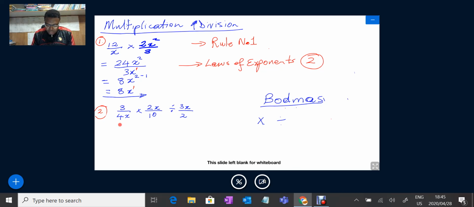So I keep 3 over 4x multiplied by, I encapsulate 2x over 10 divided by 3x over 2.